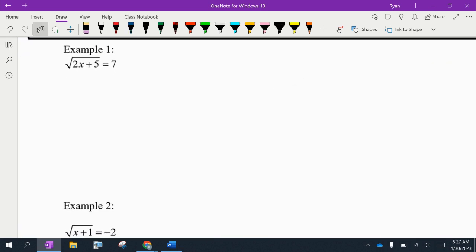All right, let's get into this first example. So step 1, isolate the square root. That's done. There's only a square root on one side, there are no square roots on the other side. Step number 2 is we're going to multiply both sides by themselves, or square both sides. The right side squaring is very easy. 7 times 7, that's 49.